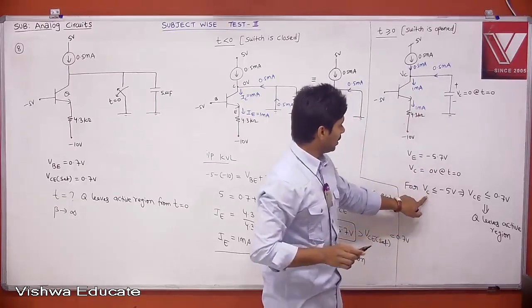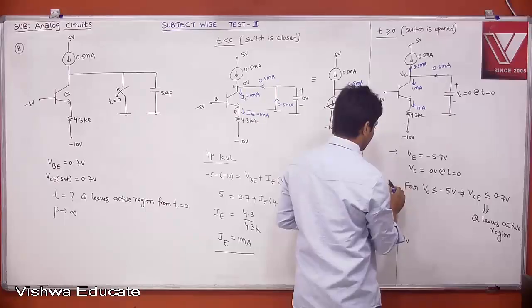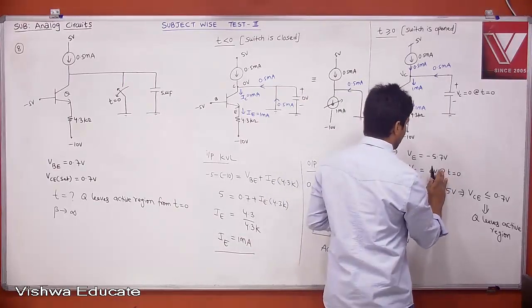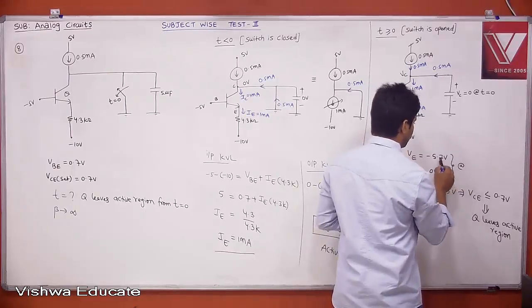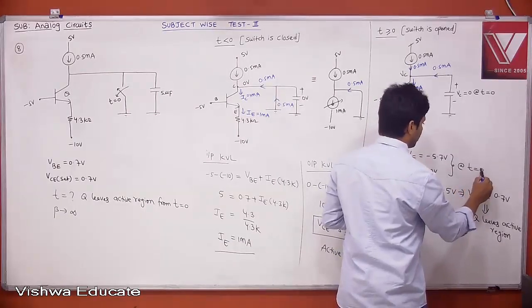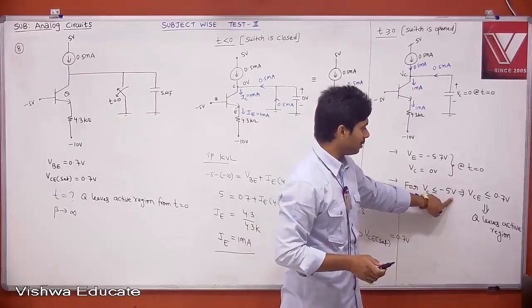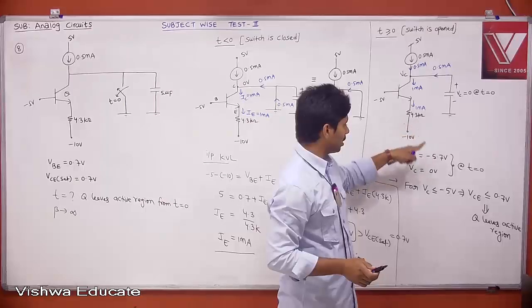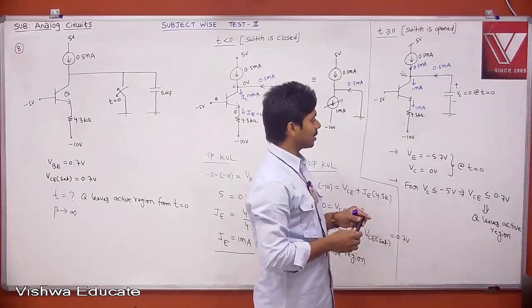But remember, these are all at time t equal to 0, and this is minus 5.7 at time t equal to 0. Therefore, when VC is less than or equal to minus 5, your voltage at the emitter is not changing because this is 1 milliampere only. Then VCE will be less than or equal to 0.7, and then your Q leaves the active region.